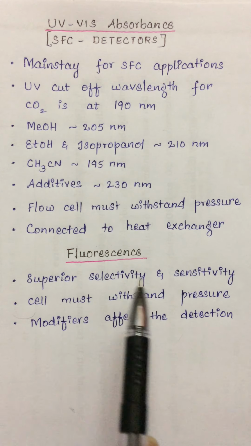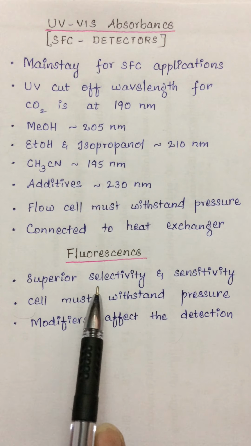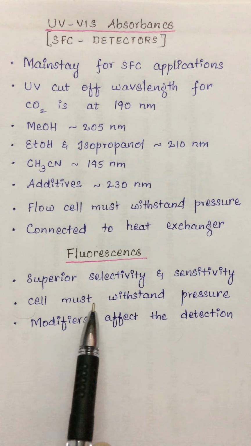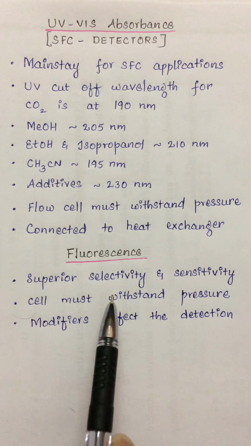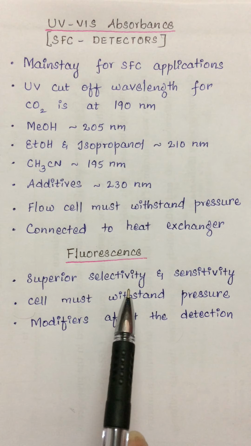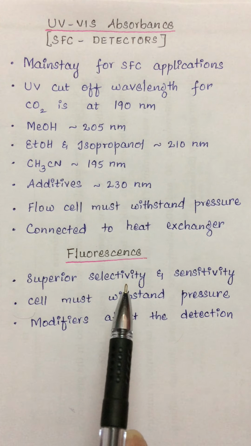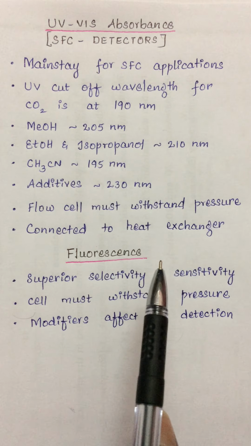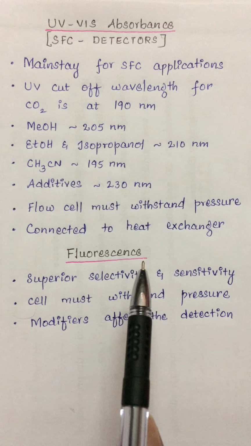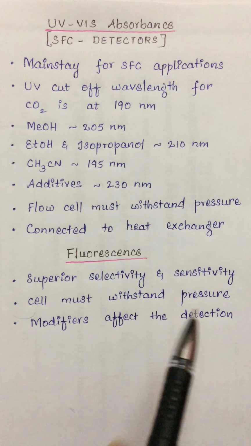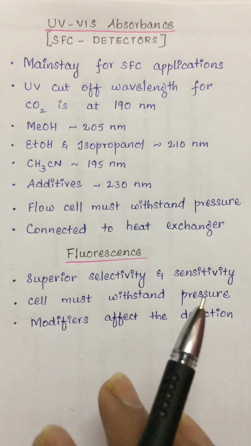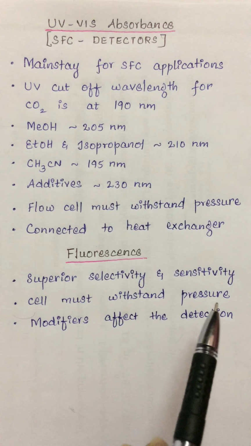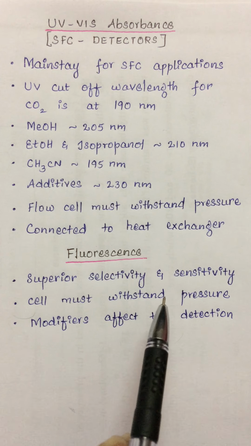Apart from this, another detector that is used is the fluorescence detector. The fluorescence detector is found to have superior selectivity compared to UV absorbance detection, and its sensitivity is also found to be higher. Especially for targeted analysis, this can be used. Targeted analysis means compounds which can produce fluorescence; for these, this detector is found to be the best one. Such compounds we call targeted compounds.